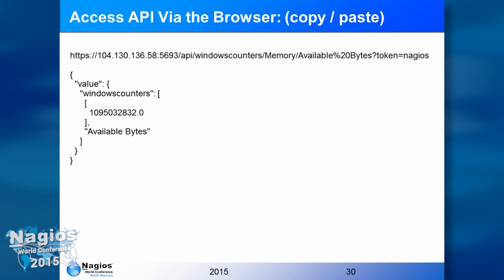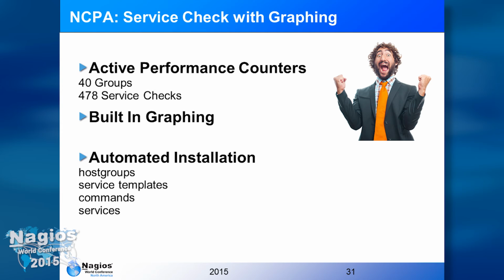So it's an interesting way to test out what you've got going and try to make some decisions about how you want to modify what you're monitoring or what's important, what's not important. The active checks, like I said, have the built-in graphing, and it's also going to install all of the structure that is needed for that. So that, again, is your host groups, your service templates, the actual command, the script for the command, setting up the command definitions, and the services.